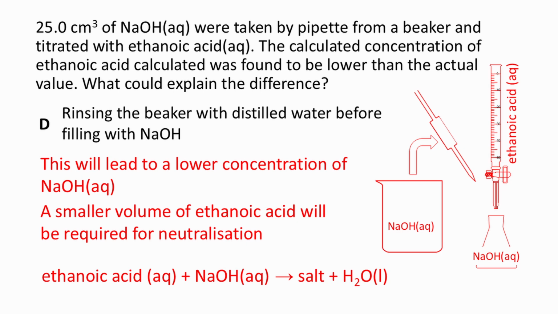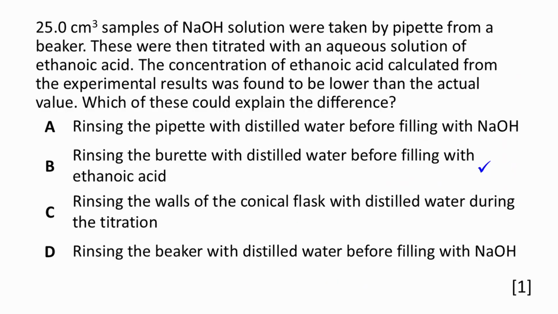This will also lead to a lower concentration of NaOH. A smaller volume of ethanoic acid will be required for neutralisation. We can use the same logic to reject this response as we did for option A. So the correct response is option B, rinsing the burette with distilled water before filling with ethanoic acid.